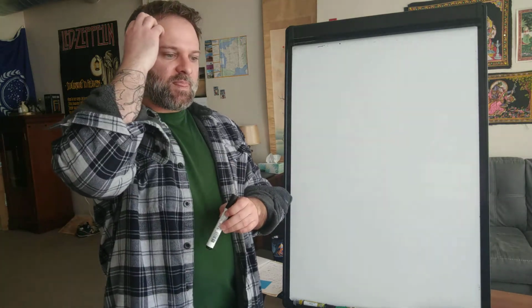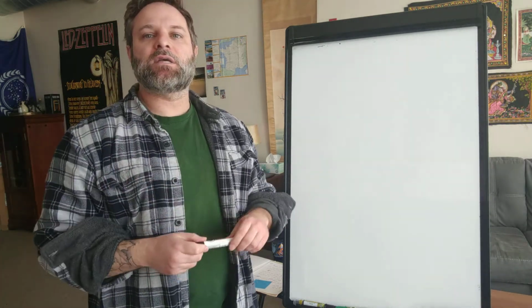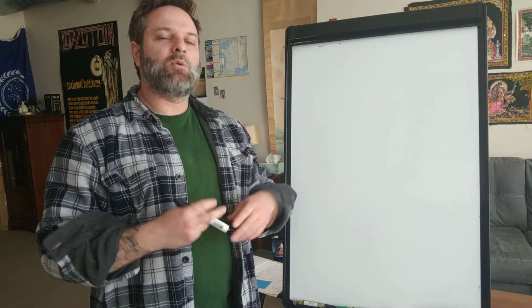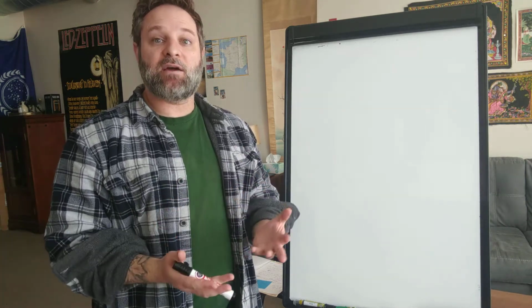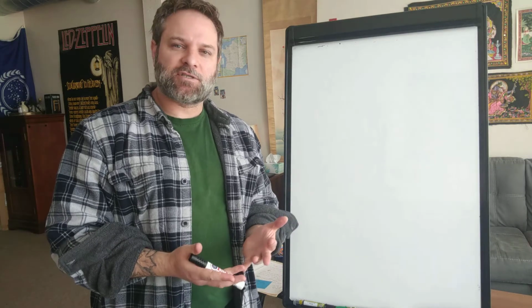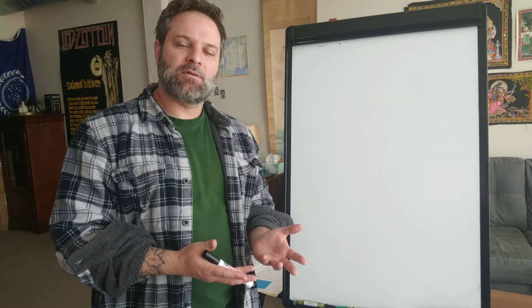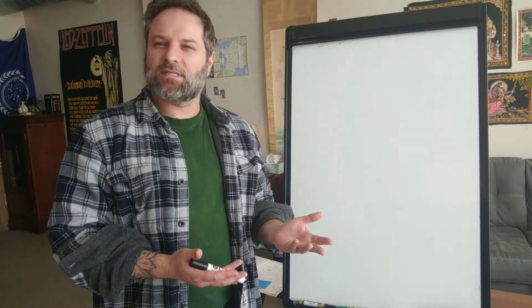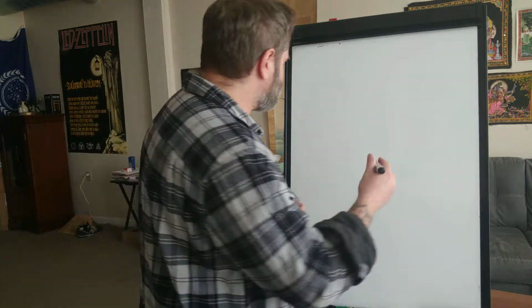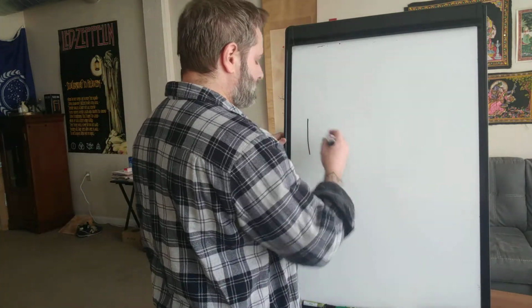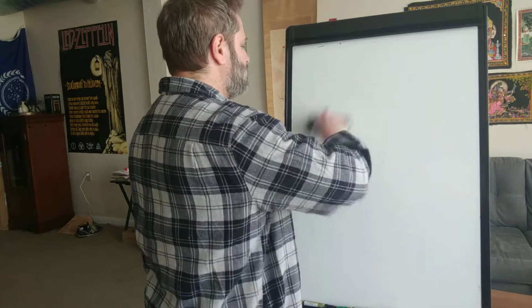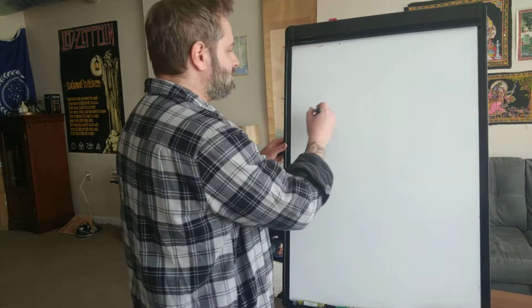General relativity tells us that what we perceive as gravity is actually a curvature of space-time. Okay, so what does that mean? Well, let's imagine we've got a trampoline.